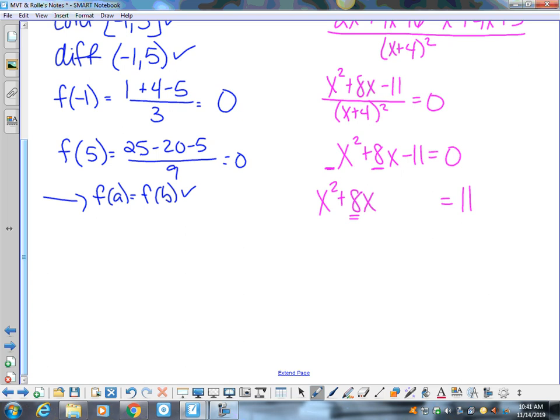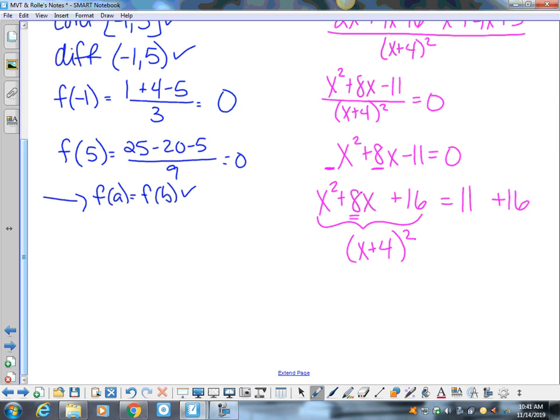And half of 8 is 4, and 4 squared is 16. And when you square something, it's always positive, so this will always be a plus. But you know by now that what you do to one side, you have to do to the other to balance it out. So this becomes (x + 4) squared. If you were to factor that, that'd be (x + 4) times (x + 4).